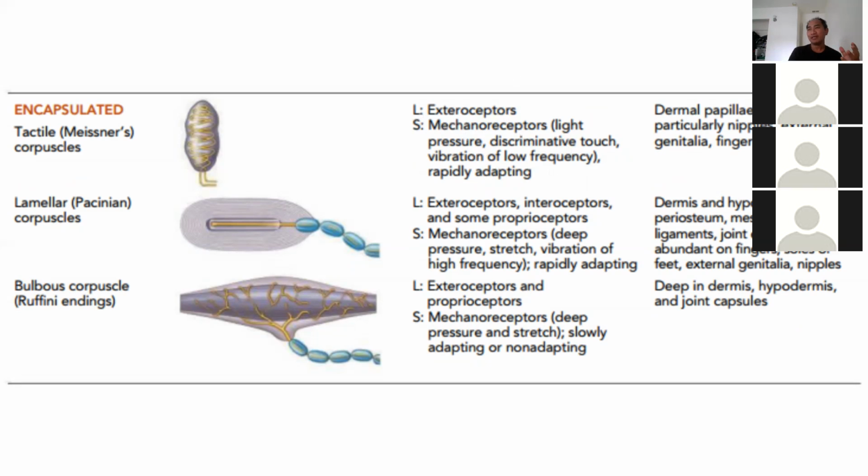So now we know that, let's say at the tip of our finger or external genitalia, where there is no hair and no hair follicles, then we know that we have the Meissner corpuscle.